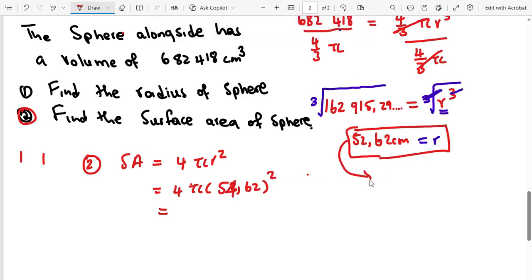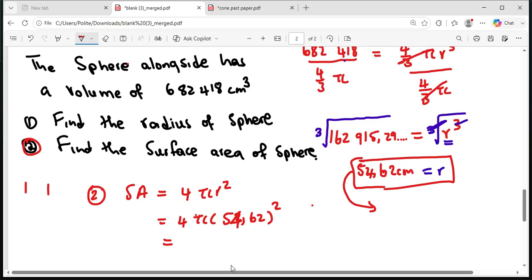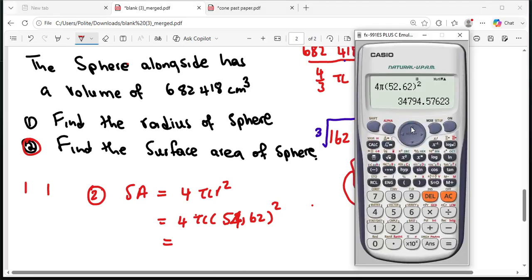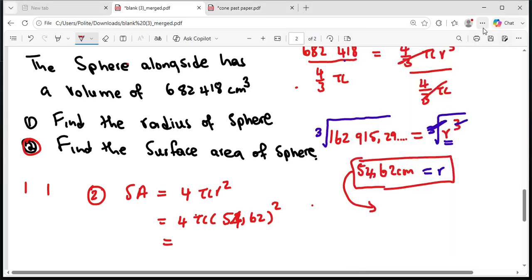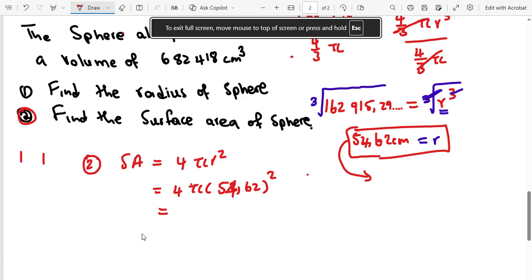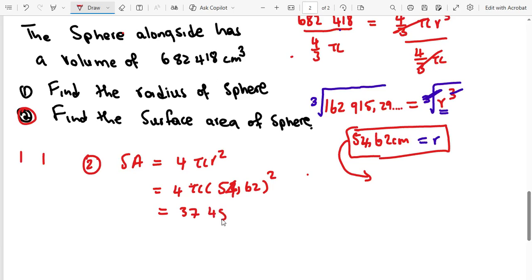So the r should be 54.62, and I think we can go back and verify that on the calculator. Ladies and gents, so now this is 37,489.81 centimeters squared, because it's an area. And that's it for this one.